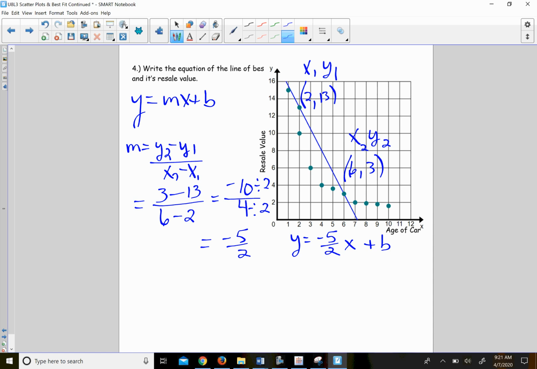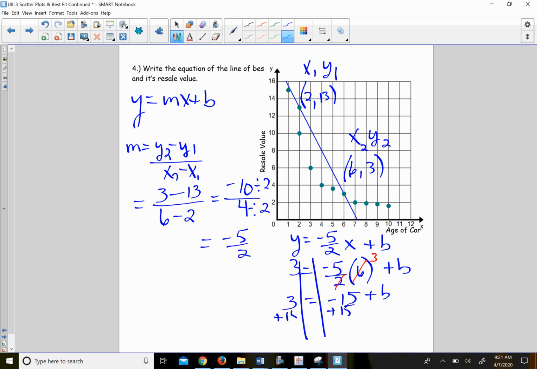Let's see how much it's worth. So this must be in tens of thousands of dollars. So let's see, I'm going to pick an XY pair. I'm going to go with 6, 3. So 3 equals negative 5 halves times 6 plus b. So to solve for b, I plugged in x and y value, so I only have one letter. Let's see, 2 will go into 6 3 times. So now I'm going to take negative 5 times 3. So negative 15 plus something equals 3. So if I add 15 to both sides, let's see, b equals 18.